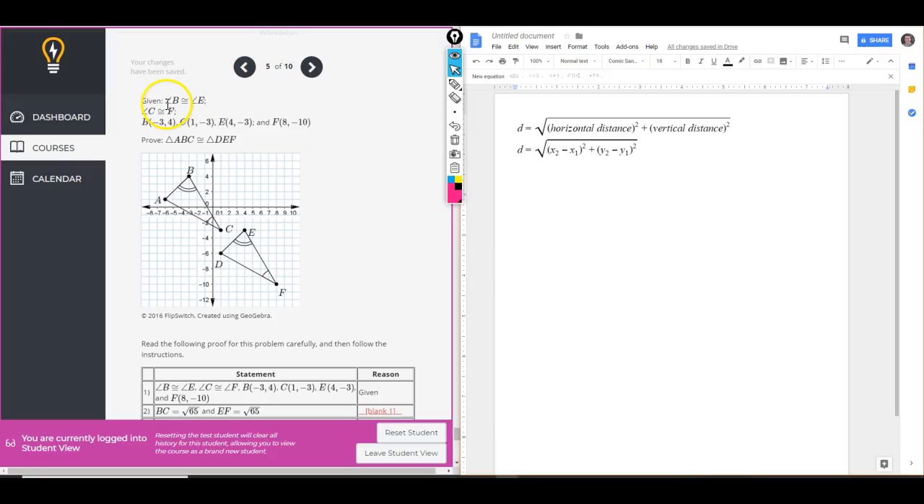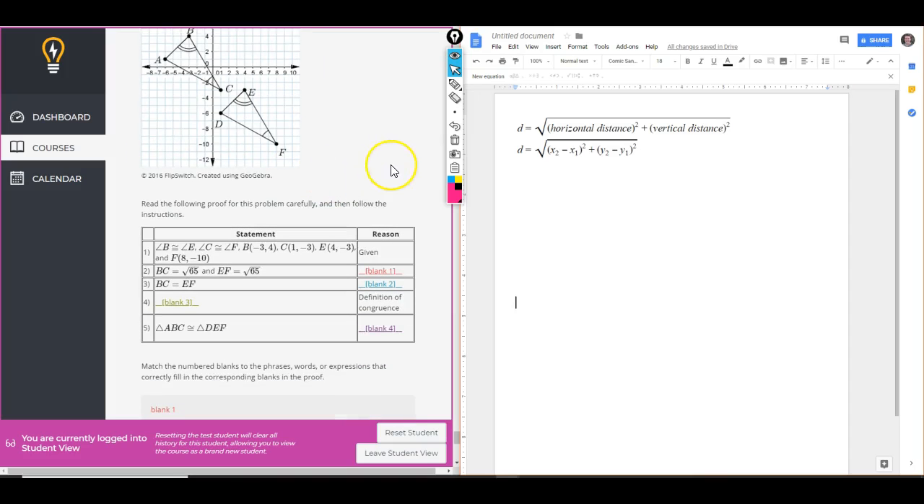Okay, question 5. Given that angle B is congruent to angle E, angle C is congruent to angle F, B is at (-3, 4), C is at (1, -3), E is at (4, -3), and point F is at (8, -10). Prove that triangle ABC is congruent to triangle DEF. Read the following proof for this problem carefully and then follow the instructions.